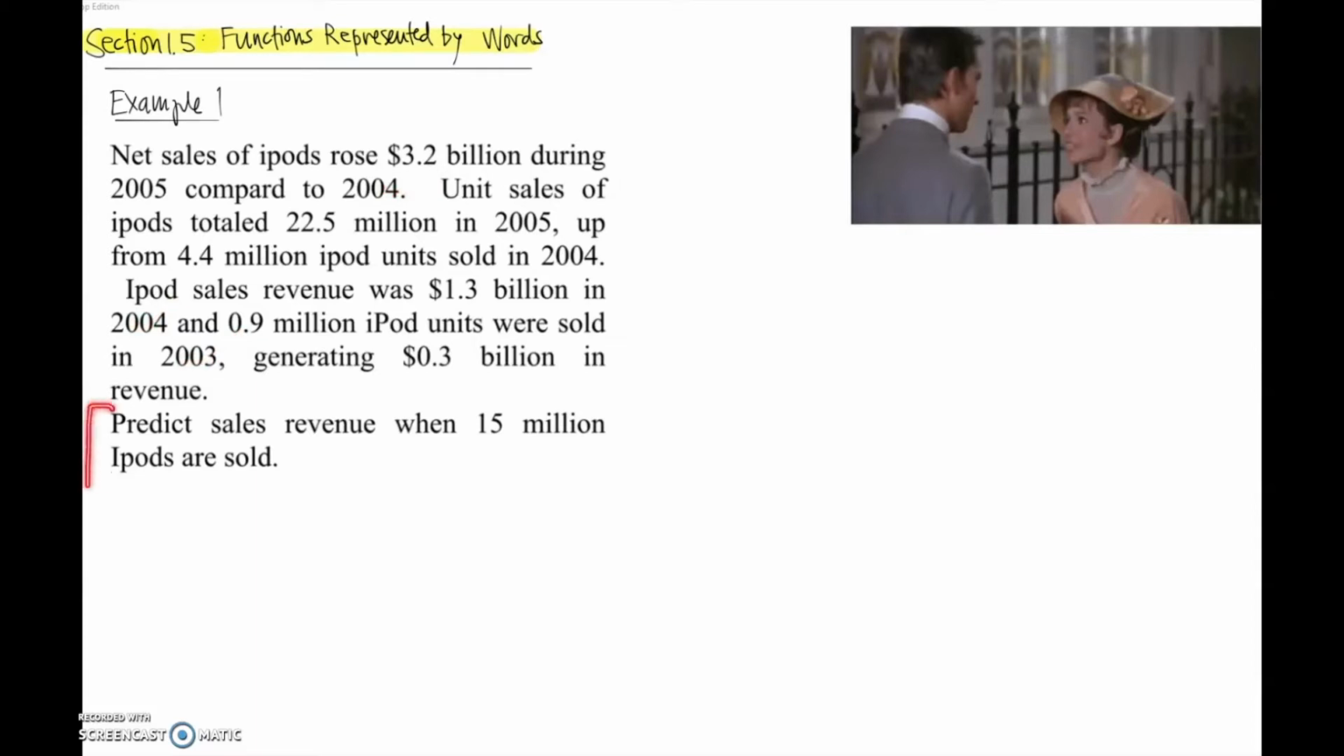But when in the question they ask us to predict sales revenue, using the word predict means this is an output. This right here is our output unit, sales revenue. And the tip-off is the word predict. So predict a certain sales revenue when 15 million iPods are sold. This tells us that the number of units sold is our input variable. So when you know this about how many are sold, can you predict the sales revenue? Okay, so that's a starting point.